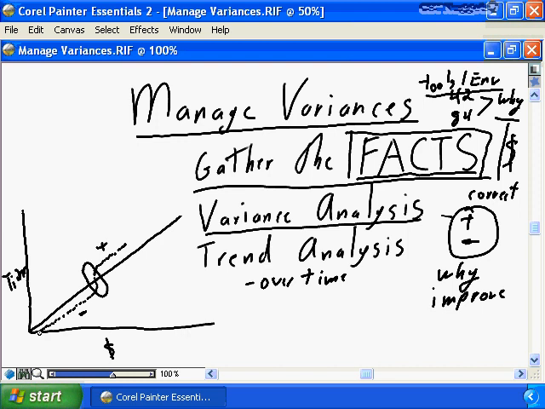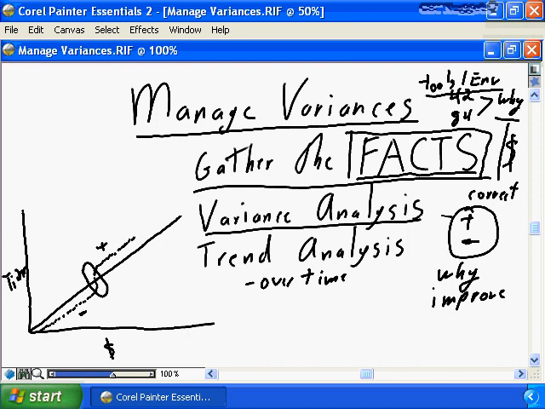And if we continue again on a parallel path, it may mean the project is going to deliver absolutely exactly on budget, which is a good thing. But again, that's where trend analysis comes into play. How are you doing overall?